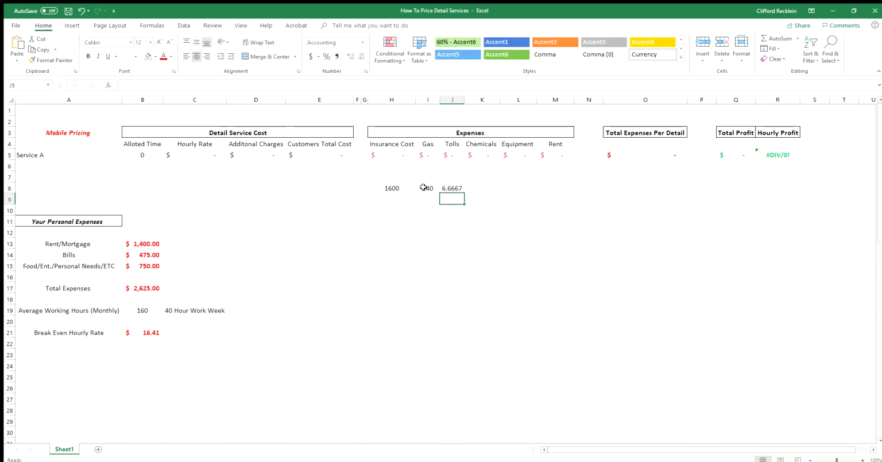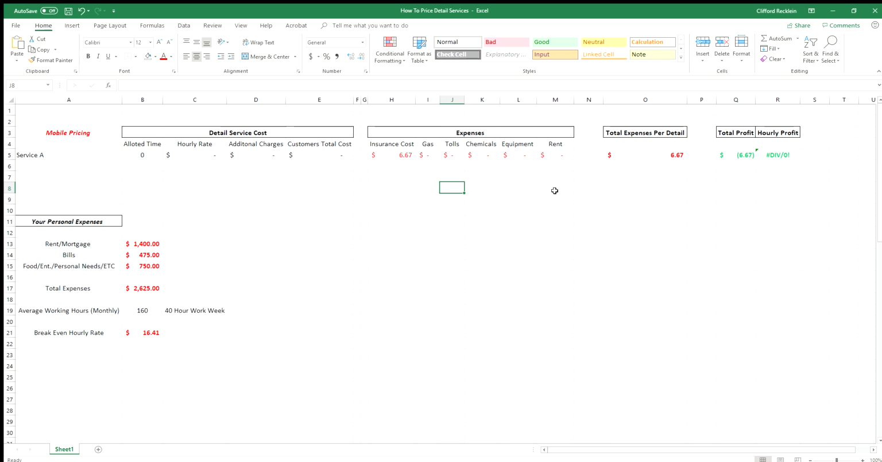So now what we can do is we can actually take this 1,600, we can divide it by 240, and that's going to come out to 6.66, right, which is a scary number. So we're going to round this to 6.67, okay? But it comes out to about $6.67 is what you're going to pay before you even touch that client's car that day, right? That's how much you're out before anything.